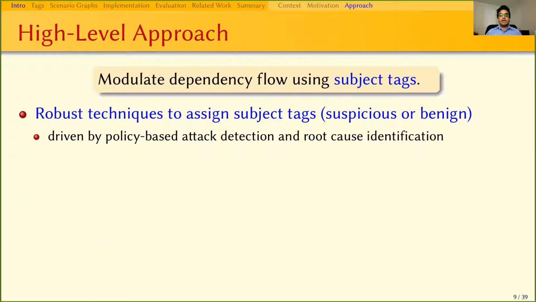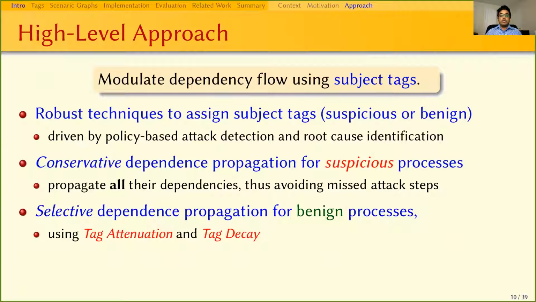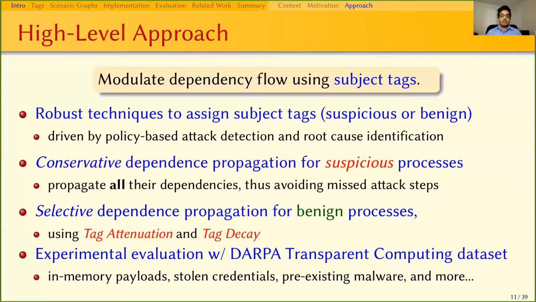On a high level, our approach is to modulate the dependency flow using subject tags. Using policy-based attack detection and root cause identification, we have developed robust techniques for assigning subject tags. We conservatively propagate all the dependencies of compromised processes to resist evasion. For benign processes, we selectively propagate the dependencies using our tag attenuation and tag decay techniques.